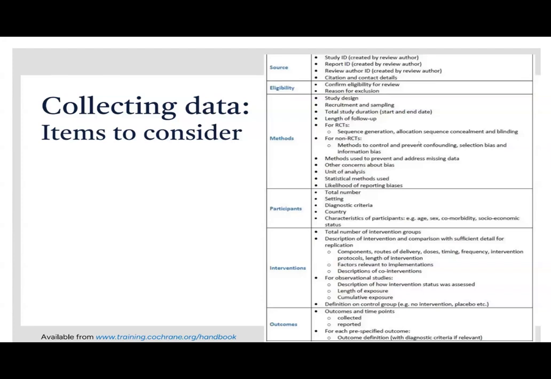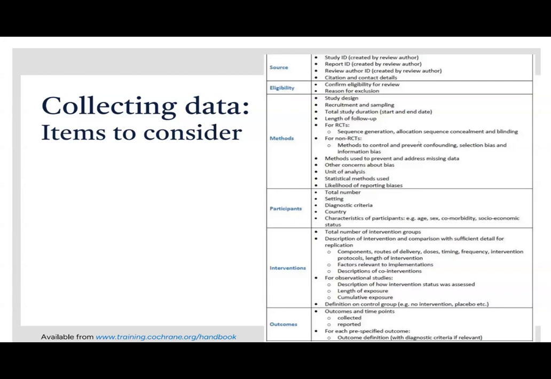If the author has reported an RCT, we have to extract whether it is sequence generation, allocation sequence concealment, or blinding. For a non-randomized controlled trial, they should report the methods to control and prevent confounding, selection bias and information bias. Methods used to prevent and address missing data are also very important. Sometimes, to address this missing data, intention-to-treat analysis is performed in some studies. Other concerns about bias, unit of analysis, statistical methods they have used, likelihood of reporting biases.